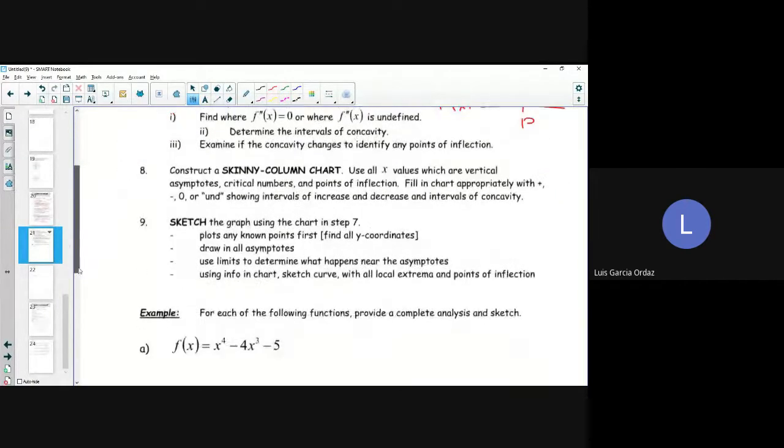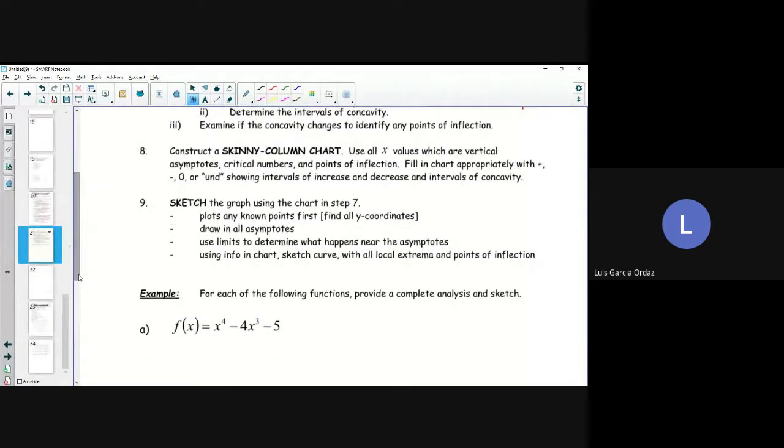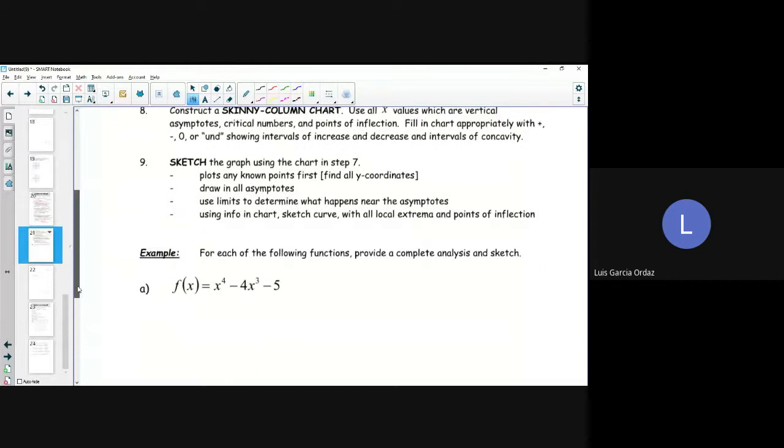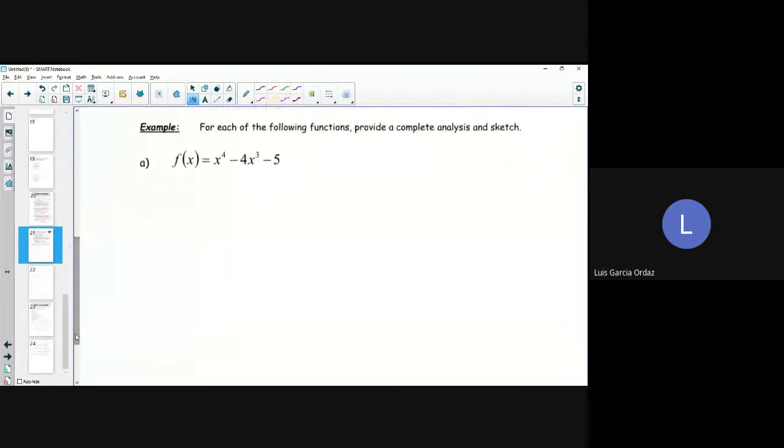And then we want to construct a scaling column chart to use all the x values, which are vertical asymptotes and critical numbers of inflection. Fill in the chart appropriately with positive, negative, and undefined, showing the intervals of increase, decrease, and intervals of concavity. And number 9, we're going to use everything and sketch that graph. So the first one, we have for each of the following functions, provide a complete analysis, and we are going to sketch.